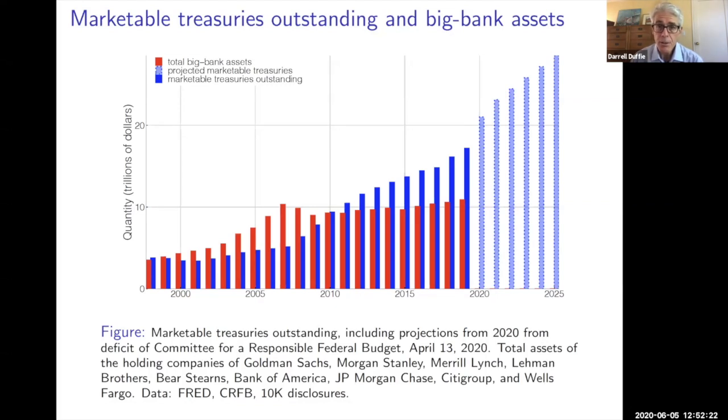And in the current year, because of the enormous additional fiscal deficits associated with the COVID crisis, $3.5 trillion, and now there's a discussion of an additional $1 trillion in front of Congress, which I think we'll go through. The stock of treasuries outstanding is going to grow enormously over the next 6 years. These are based on projections from the Committee for a Responsible Federal Budget, which has provided reliable forecasts of fiscal deficits over the past years.